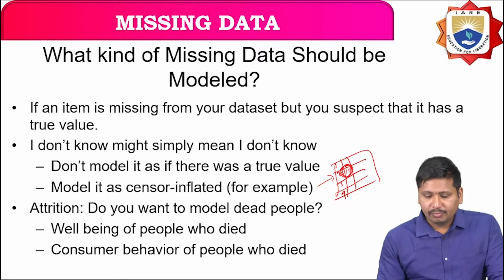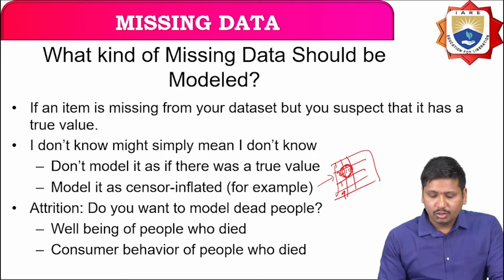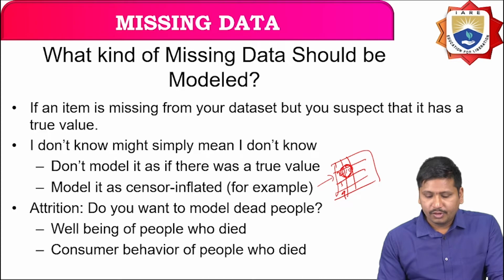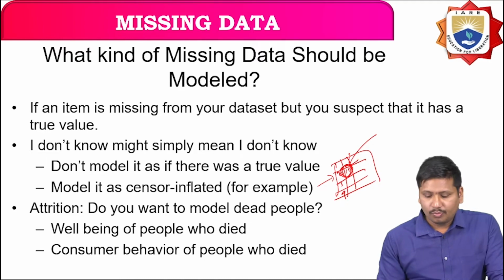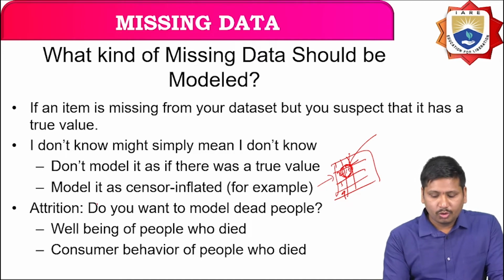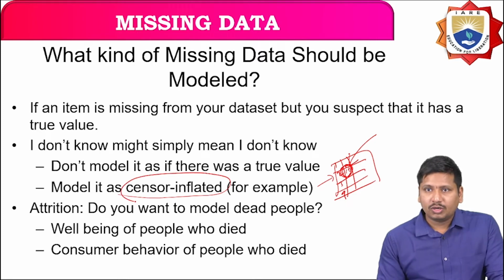I don't know might simply mean I don't know. So I don't model it if there was no true value. Whenever I get a correct value, I can skip modeling it. Suppose this is not a true value, then I have to model it. It should be modeled as censored or inflated. This is one example of what I want to model.